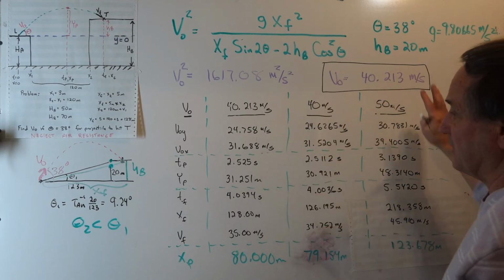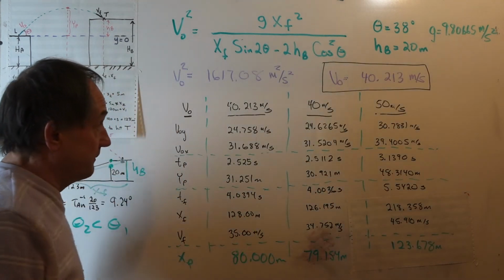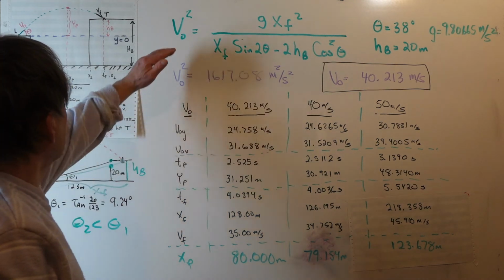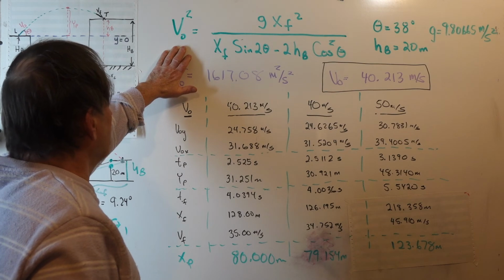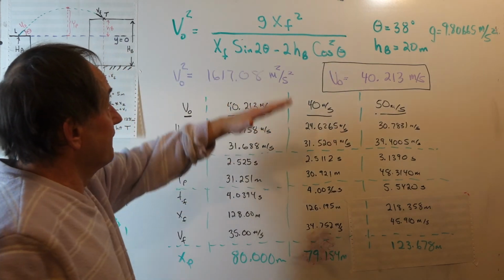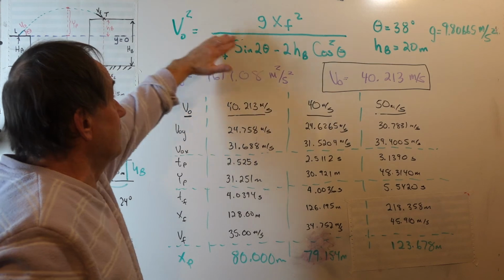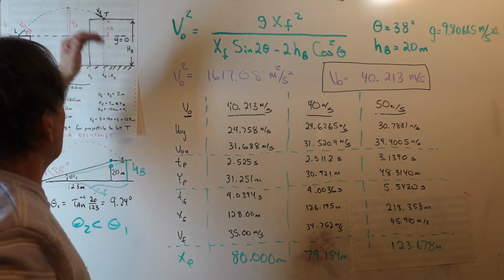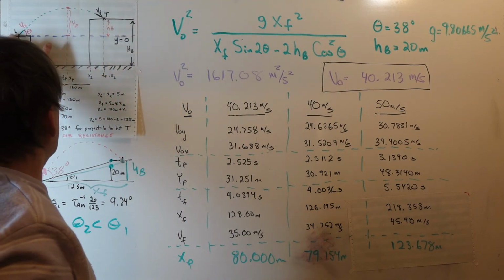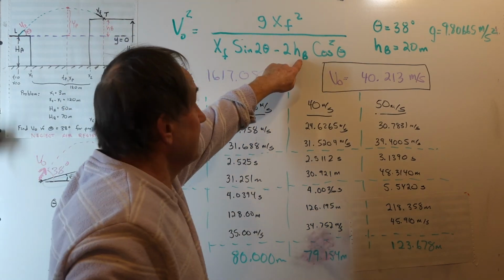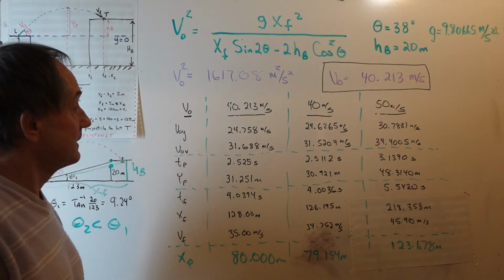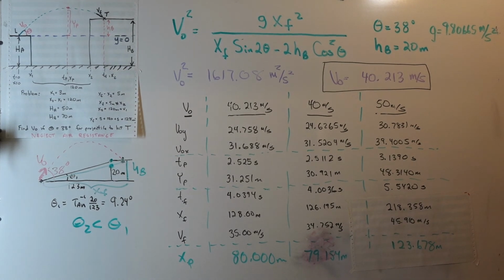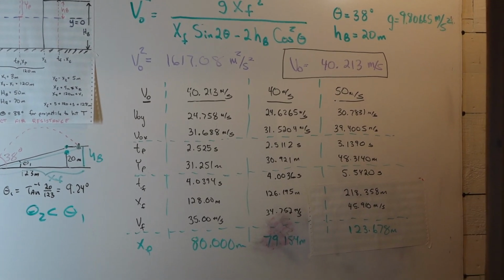So here are the values. You can compare against the equations, and this is the solution: the required velocity as a function of the angle of launch for the projectile in order to hit a target out at distance xf from the launch point, where the target is above the launch point by a height hb. I'll zoom now into the numbers so you can see them a little better.